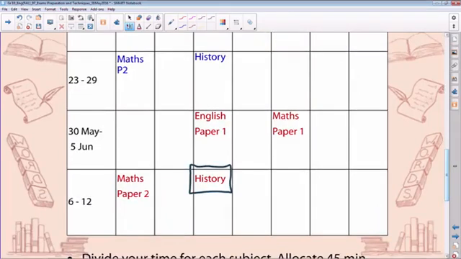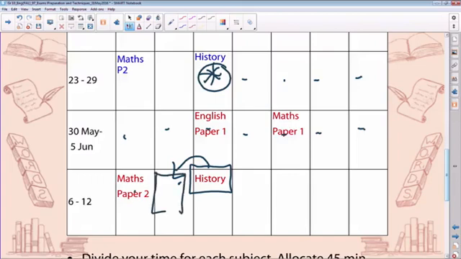I count back 14 days. So it's 1, 2, 3, 4, 5, 6, 7, 8, 9, 10, 11, 12, 13, 14. So I know that I need to begin my studying here. All right, and that's your mark. Obviously, you're going to be studying different subjects at the same time, so you need to manage that. But as I said, the day before history, give that day to revising history only.